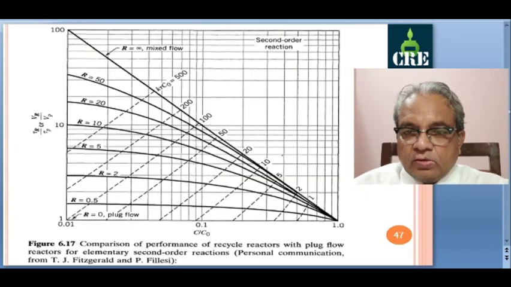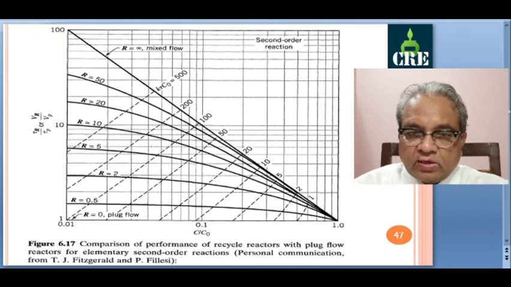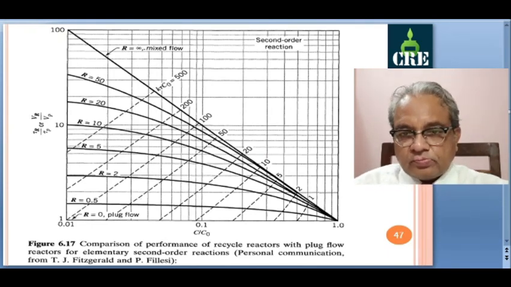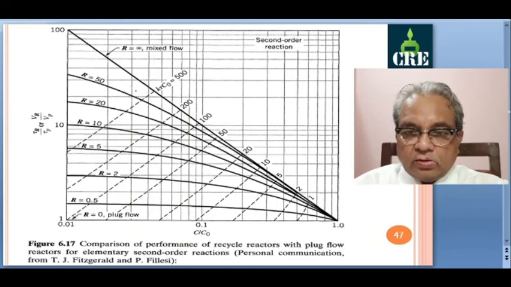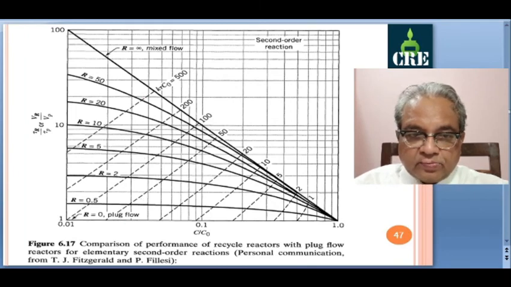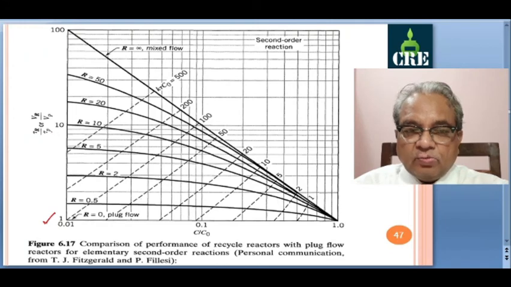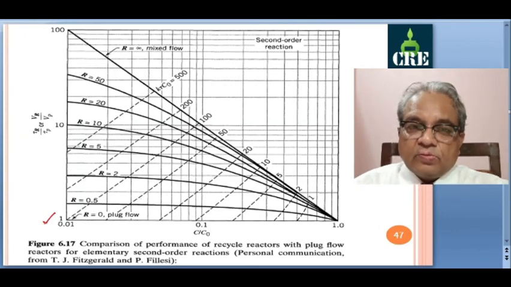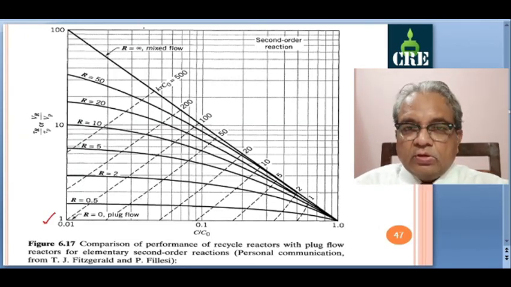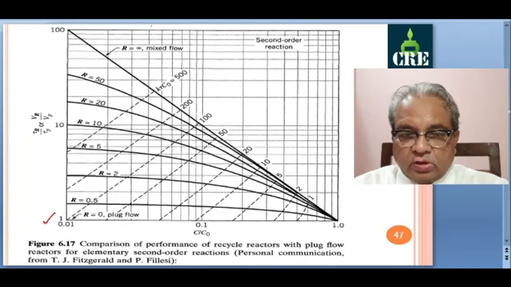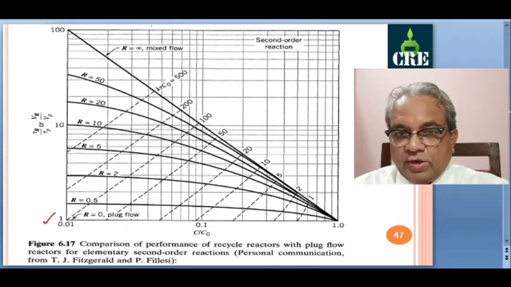And now this K CA0 tau from 1 to 500. These lines are representing this. This is again a log scale, and this is 1. R is equal to 0, so tau R by tau P is 1, meaning the recycle reactor is giving the performance of plug flow. As you increase this number, it will be more towards mixed flow, and when this number is very high, this will give you the performance of the mixed flow reactor.